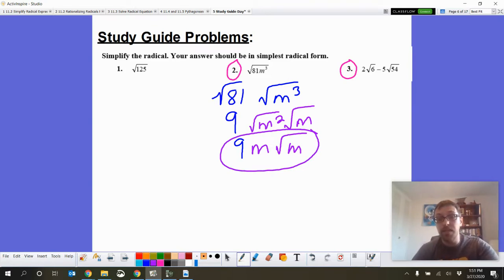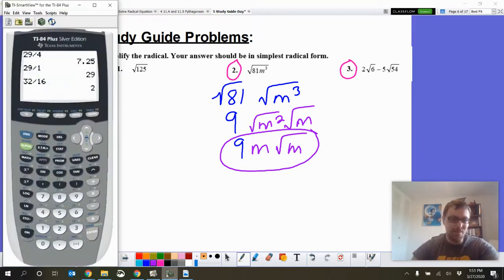Next problem, we've got 2 square roots of 6 minus 5 square roots of 54. We need to simplify that 54, and then hopefully we're going to be able to combine it. Now, I'm thinking ahead, and I'm like, hey, that's 6. Could we make it like a 6 and a something? I'm just kind of curious about that with 54.